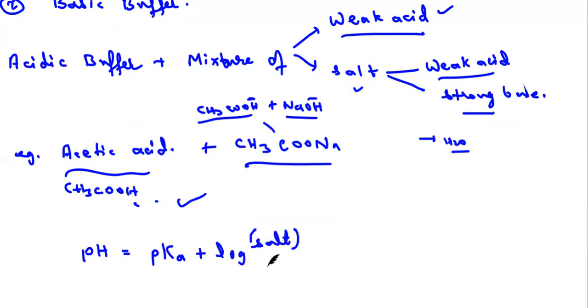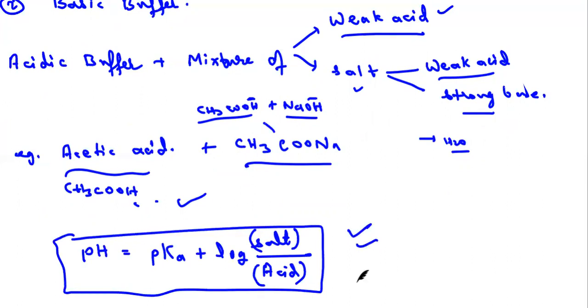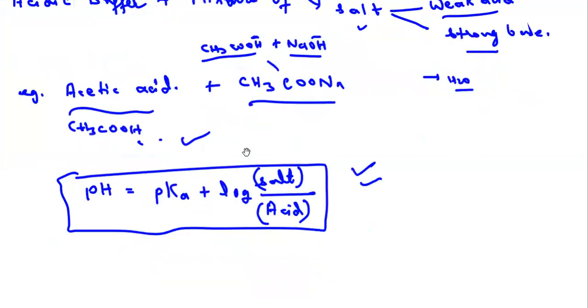Salt upon acid. Okay, so this is the formula for the pH. This is how you can find out the pH of an acidic buffer. The pKa value will be given to you, and the concentration of salt and acid will be given to you. Then I guess it would be easier for you to find out the pH.